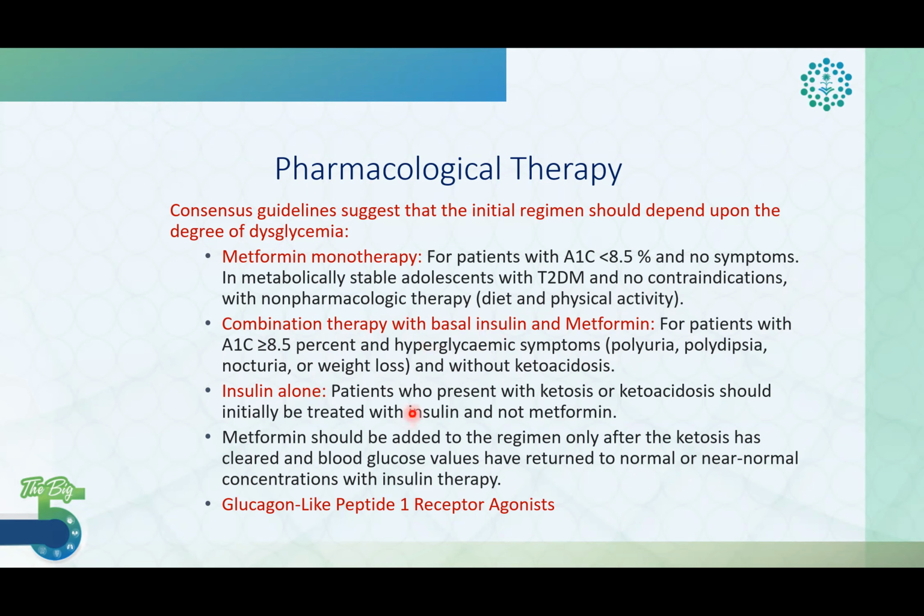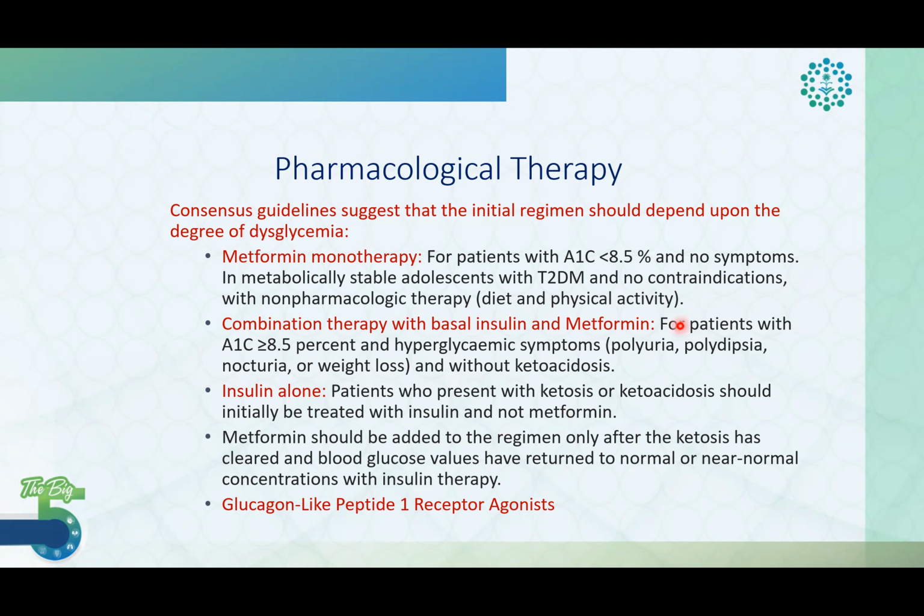If a child with type 2 diabetes develops ketosis or ketoacidosis and comes to the emergency room, and I remember in the last 2 weeks, I had a child with type 2 diabetes diagnosed. He came with severe ketoacidosis. This person during ketoacidosis should not have metformin. He should be treated like a type 1 diabetic, and he should be initiated with insulin and not metformin until the patient becomes normal, stable, out of the ketosis, out of acidosis. Then we shift back to the combination of basal insulin and metformin.